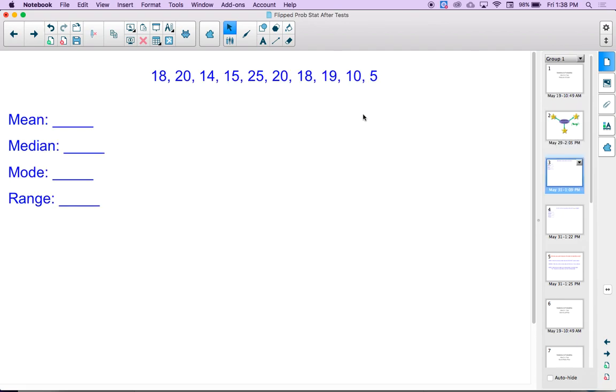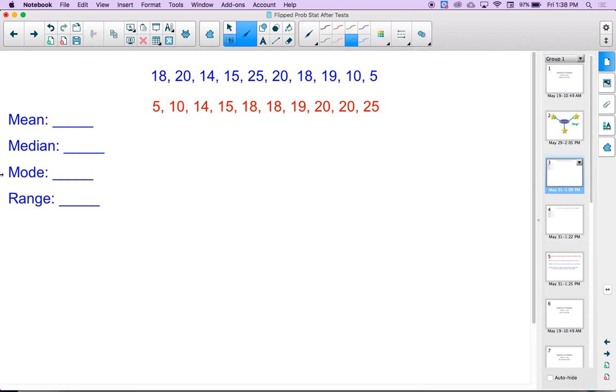Okay, so let's get practicing here. Here's our first set of numbers: 18, 20, 14, 15, 25, 20, 18, 19, 10, and 5. You will notice that my numbers are not in order. To find the median, we want our numbers to be in order. Ordering them helps us to find the mode. It also helps us to find the range. So the first thing I'm going to recommend you do every time is to put those numbers in least to greatest order. Every time. So my red set is in order.